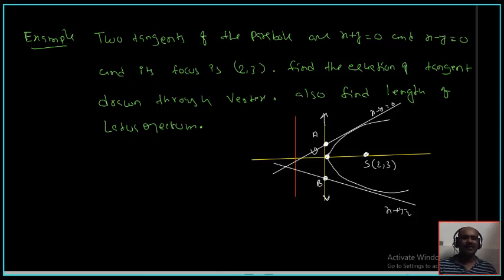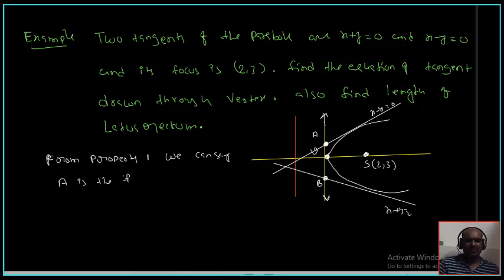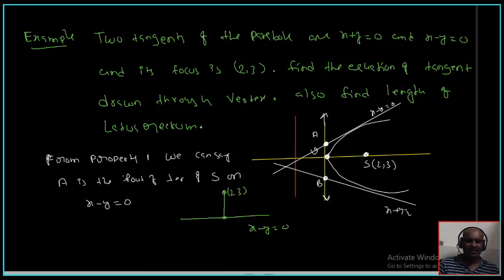Now according to the previous property, A is the foot of perpendicular of S(2, 3) on this line. Property 1: A is the foot of perpendicular of S on x minus y equal to 0. First of all, I will find A; afterwards, I will find B. The name of the line is x minus y equal to 0. This point is (2, 3), and the foot is (h, k).